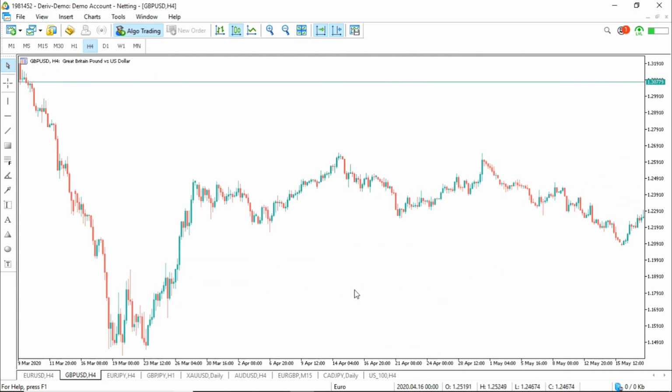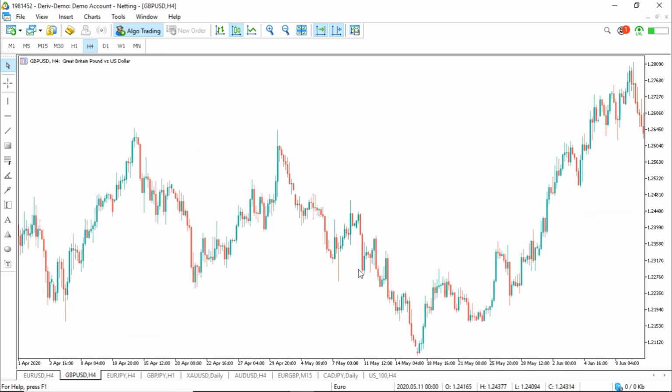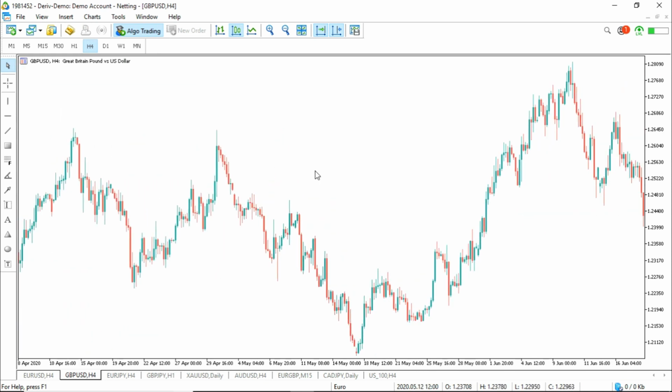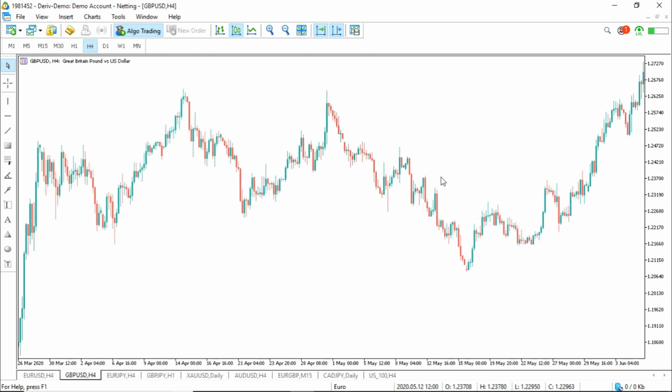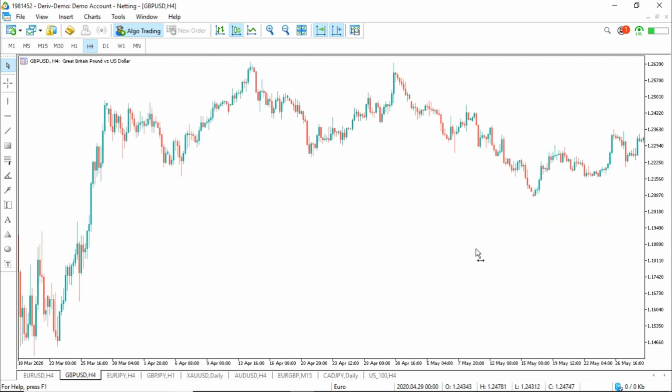So this strategy is basically a trend following strategy. It's a reversal strategy where you know when the market is going to reverse. So this strategy works very effectively. And here's how this strategy works.